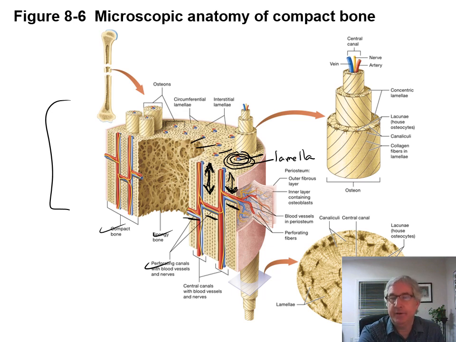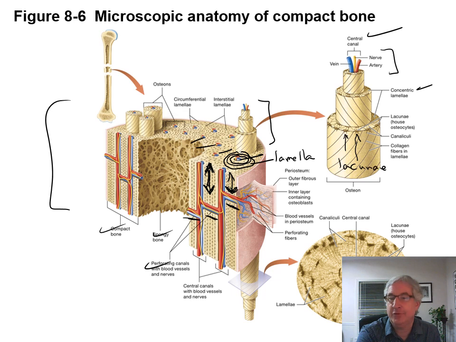This piece right here, what they did was they took different lamellae and showed you each layer. So these are concentric lamellae. Concentric means they're all around the central part. Then we have nerves and arteries inside the central canal here. Then we have these little structures here. I'm going to draw right across here, right there, and there. Those are your lacunae.